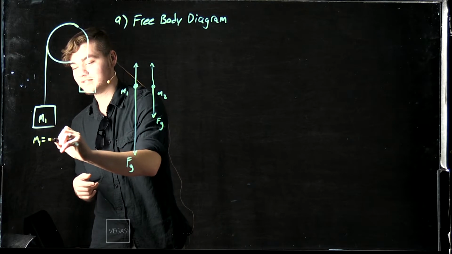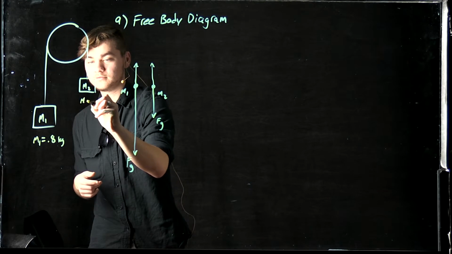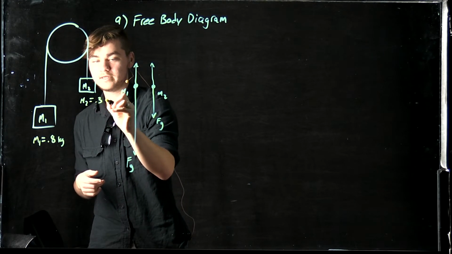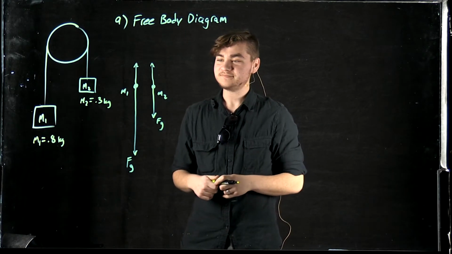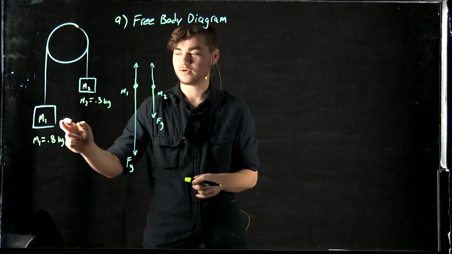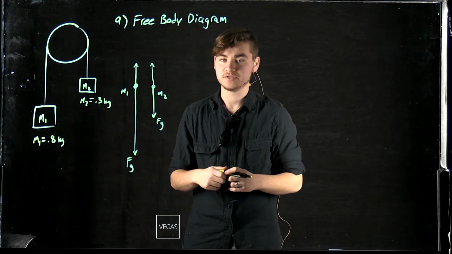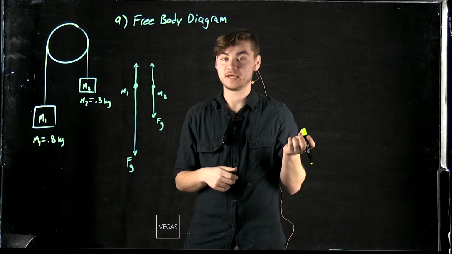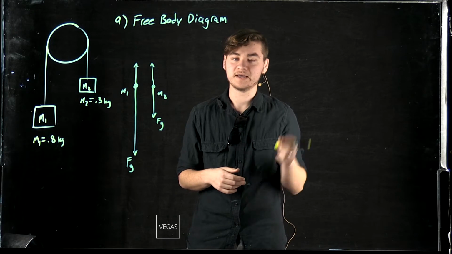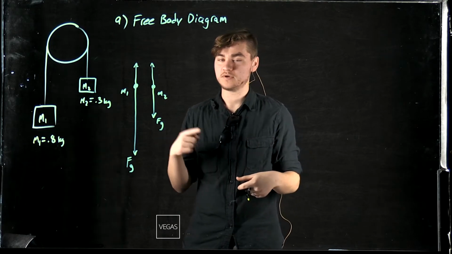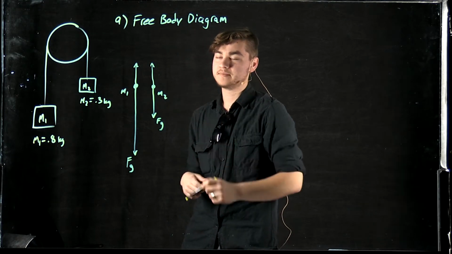Mass 1 is 0.8 kilograms. Mass 2 is 0.3 kilograms. There we go. Now everyone knows what's going on. Because mass 1 is heavier, the force of gravity is stronger. The gravity is still 9.8 meters per second squared, but because there's more mass, the downward force is stronger on mass 1 than it is on mass 2. So that's why we have the difference in the two free body diagrams.